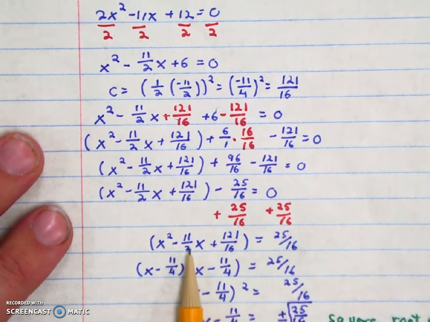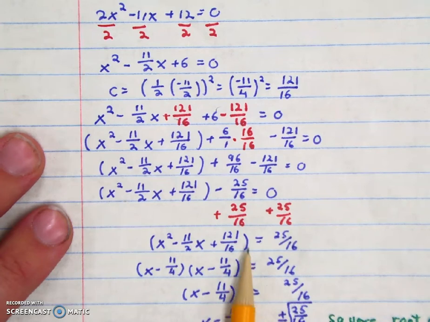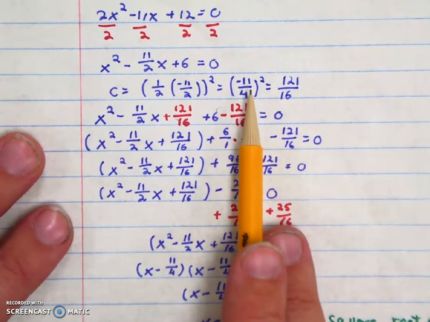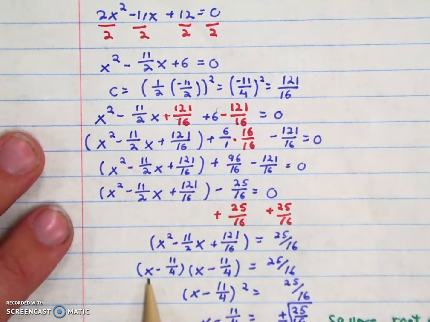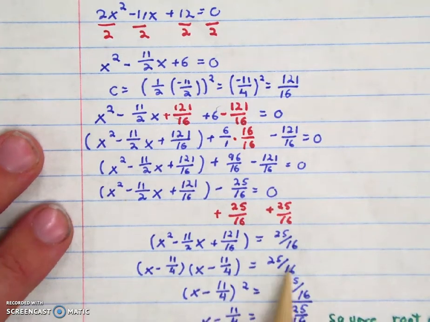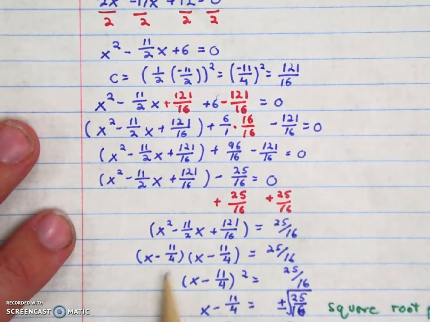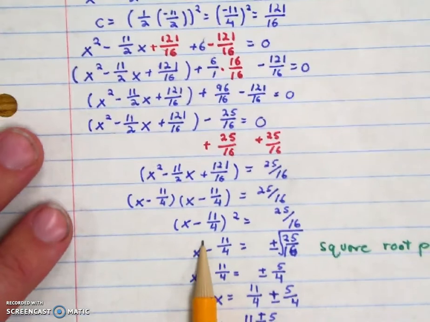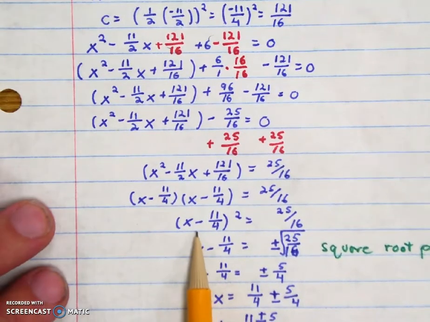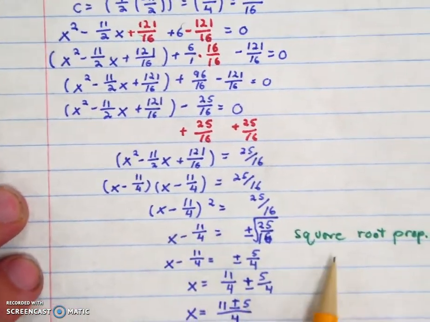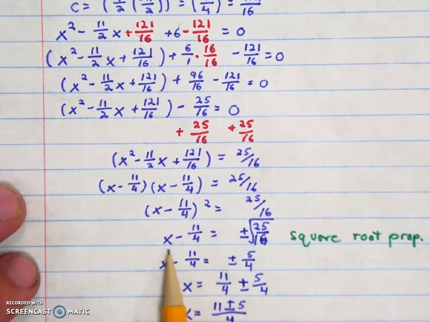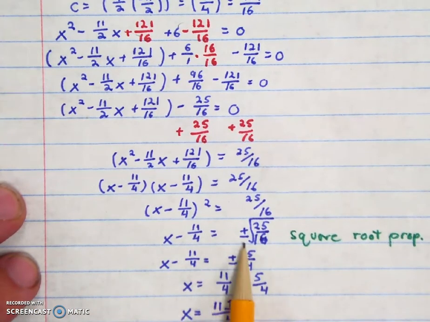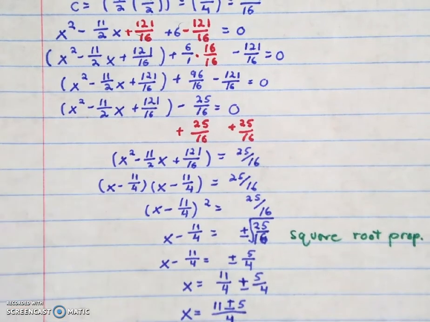What plus what gives me this b value, but multiplies to give me the c value? Did you forget? That's right. It's the b value divided by 2, squared. So notice I get x minus 11 fourths times x minus 11 fourths equals 25/16. Well, when you have a binomial times a binomial, we just end up squaring those. So in order to get this by itself, we apply the square root property once again. So we get x minus 11 fourths equals plus or minus the square root of 25/16.